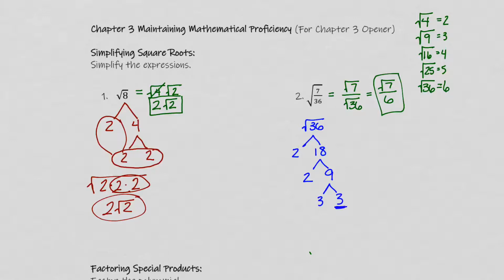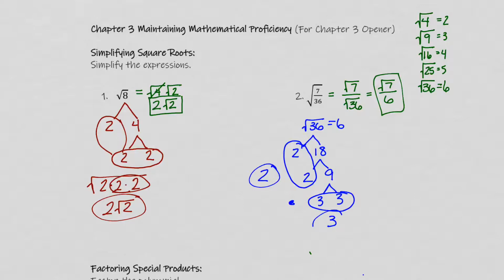Now, this last number is prime, so I'm done. And if I circle every pair, that means I'm going to have a 2 on the outside, and I'm going to have a 3 on the outside. Then I have no more of those prime numbers left, so I have nothing inside my root, but I have a 2 times a 3, which would be 6. So that's how square root of 36 simplifies to 6.